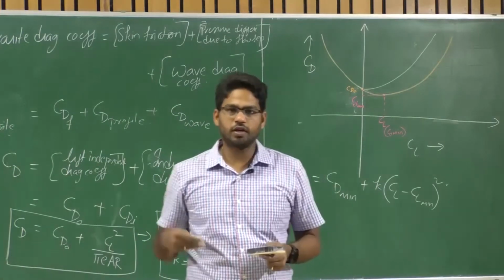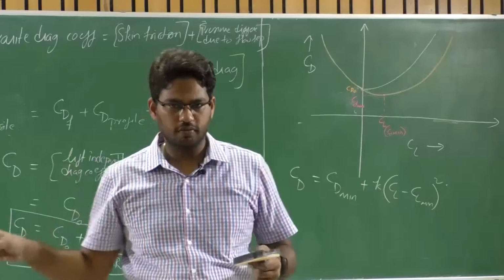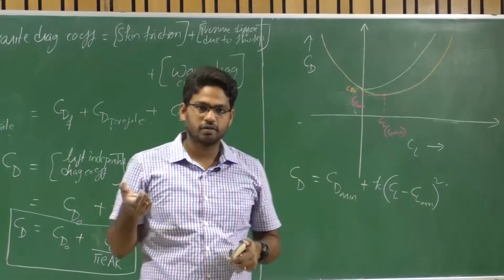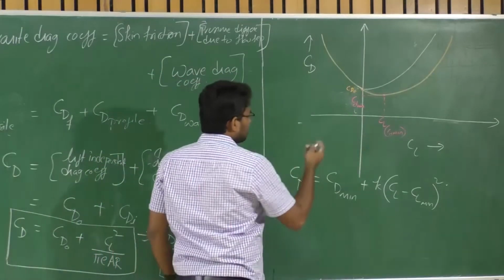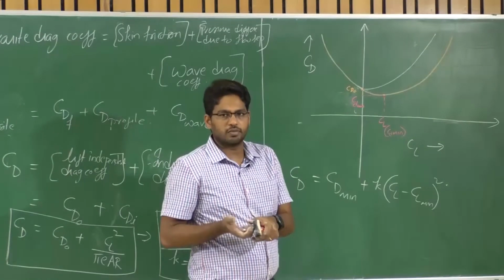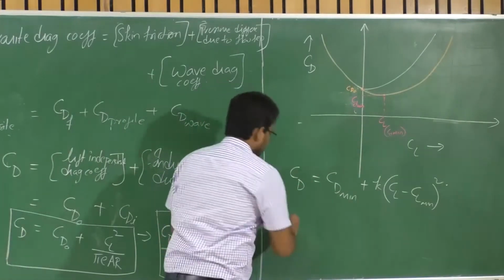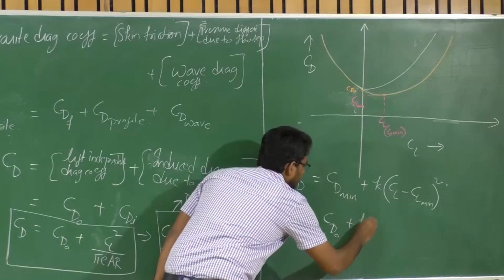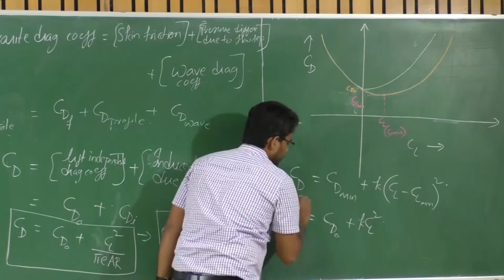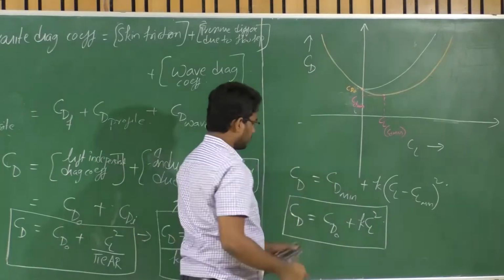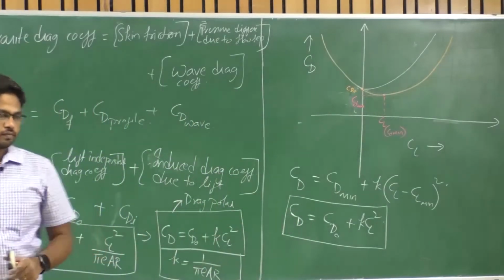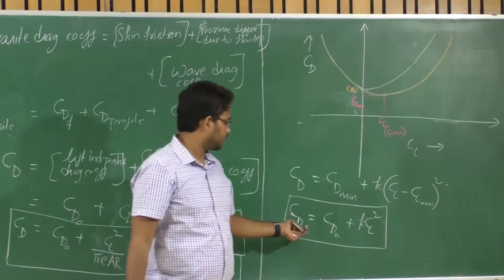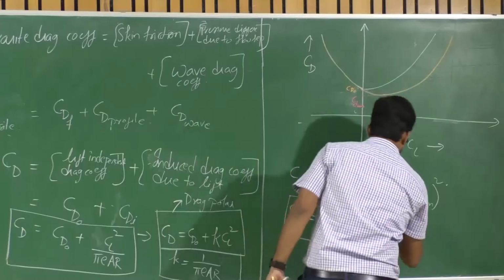But for modern aircraft with moderately cambered aerofoils, the difference between CD naught and CD minimum is very, very small. The difference can be almost negligible, and we will neglect it for the entire course. So from now we will use this equation, CD naught, the lift independent drag coefficient, plus the lift induced drag coefficient, to represent CD. This is the equation we are going to use for the entire course, and it is known as the drag polar, as I told you.